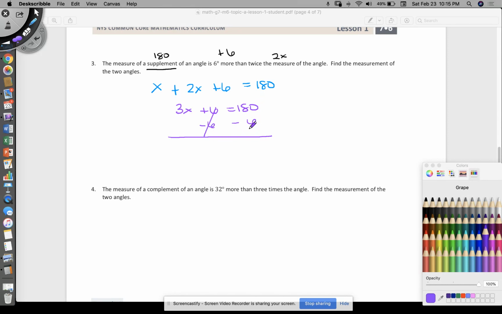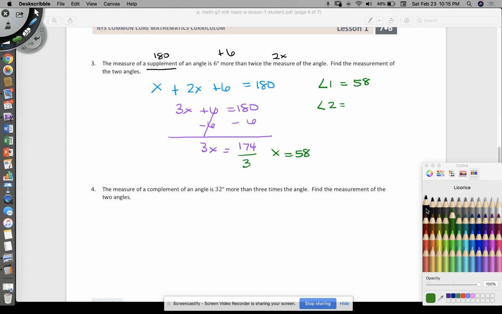So 180 degrees minus 6 is going to give me 174, and bring down your 3x. Now this is asking me 3 times what gives me 174. So if you're not sure, divide that by 3 and x equals 58. All right, and again, one of our angles, so let's just say angle 1 equals 58 degrees. And then angle 2, we're going to put that back in.